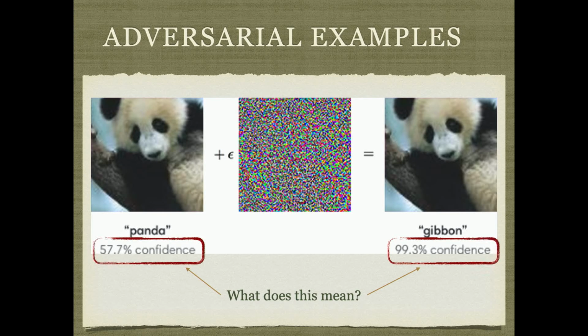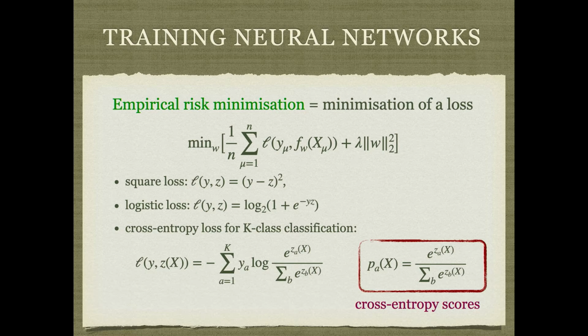But my question here is, what does this actually mean? Where do these percentages come from, right? This looks like some measure of confidence. But okay, those of you who train neural networks every day know, but if you don't, then maybe it's not immediately clear to you. So what does this mean?